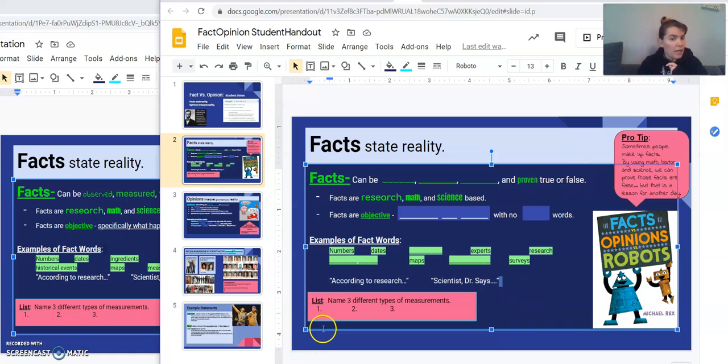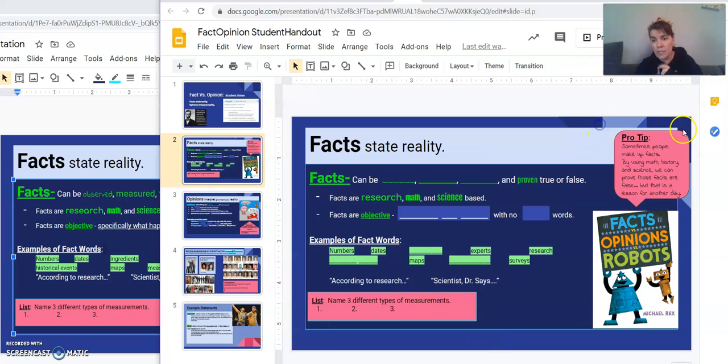So the last box on this page is, I want you to, in this box on your notes, just type in 3 different types of measurement. And so I said some out loud a couple minutes ago, but for instance, like cups, like I need 2 cups of milk from my recipe, that's a measurement. So think of 2 to 3 other types of measurements and fill those in, and you can pause it if you need to. Pro tip up here in the corner, sometimes people make up facts, sadly.